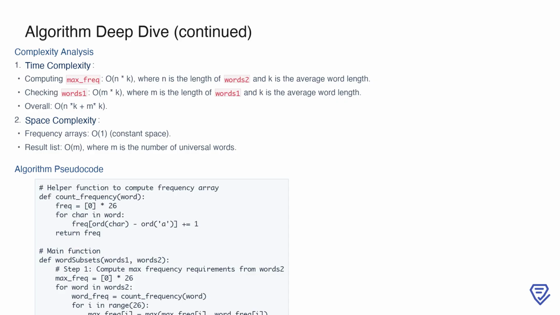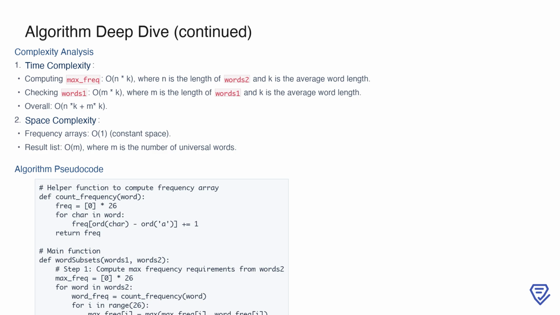For space complexity, the frequency arrays used for words 2 and words 1 are constant in size, requiring O(1) space. The result list's space usage depends on the number of universal words, which is m in the worst case. Together, these complexities demonstrate that the algorithm is well suited for handling larger inputs efficiently.